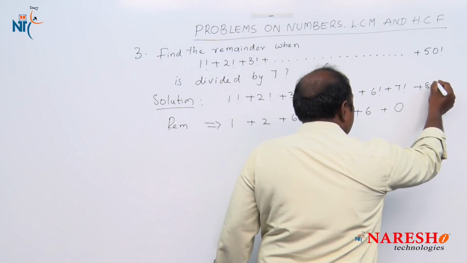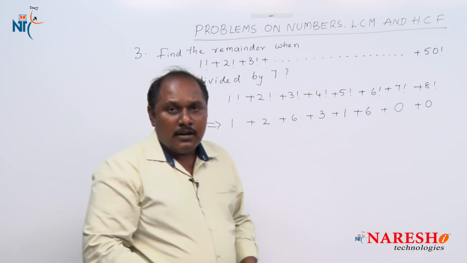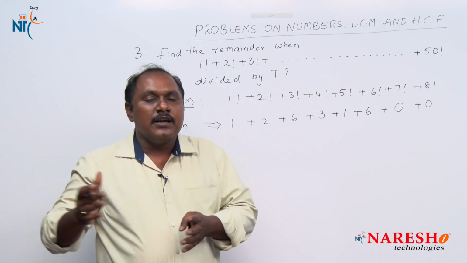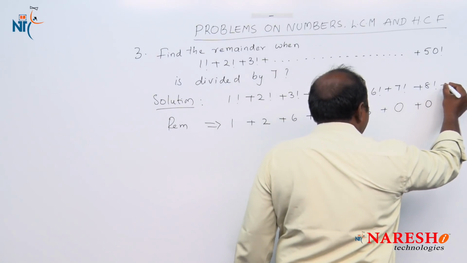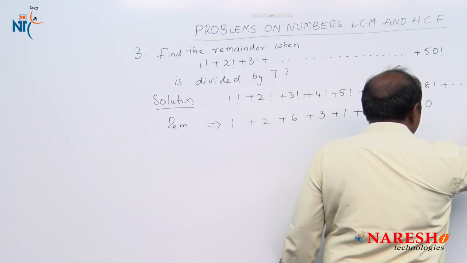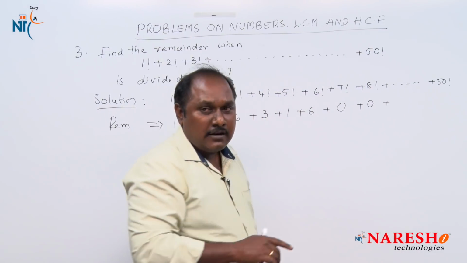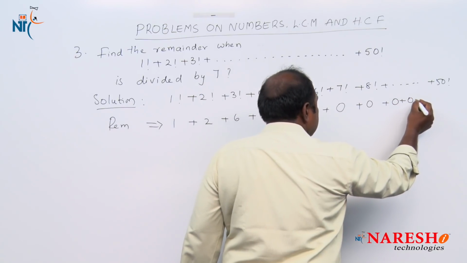8 factorial. Definitely 8 factorial is also a multiple of 7, because in 8 factorial you find 7, 8 into 7 into 6 and so on till 1. So from 7 factorial onwards, every factorial till 50 factorial or greater than it are multiples of 7, and when you divide with 7, obviously the remainder should be 0.